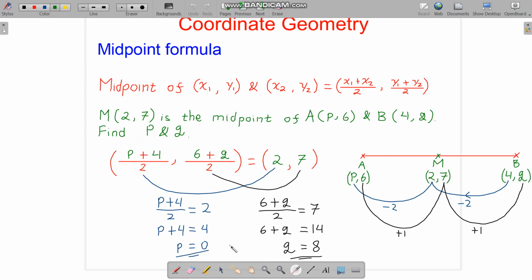Still about the midpoint formula. So let's say we have the midpoint and we have the endpoints (P, 6) and (4, Q). If we use the midpoint formula, (P plus 4) divided by 2 is supposed to be equal to 2, and for the y value, (6 plus Q) all divided by 2 is supposed to be 7.